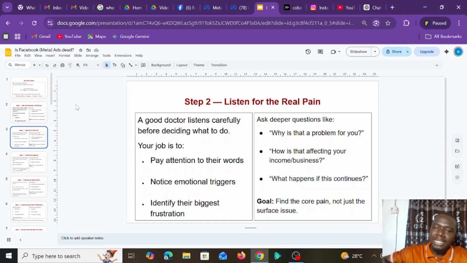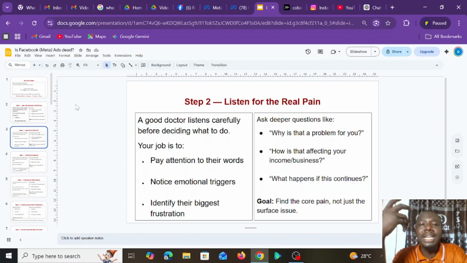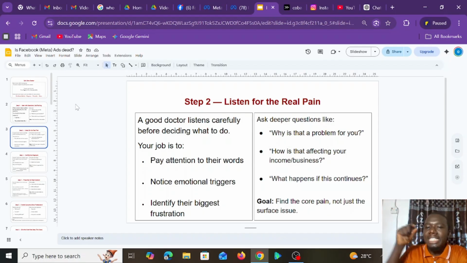And if you are providing a solution to their least problem, they will not buy from you. But if you pay attention to them and you know their biggest problem and you find a solution to it, they are going to buy from you. So ask deeper questions like, what is that? Why is that a problem for you? How is that affecting your income and business? What happens if this continues?